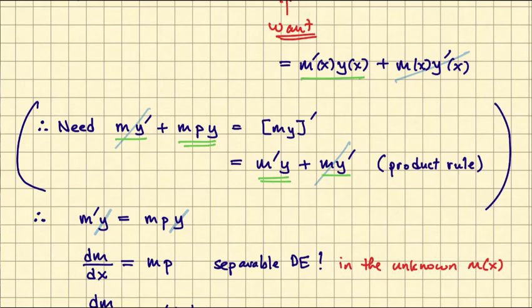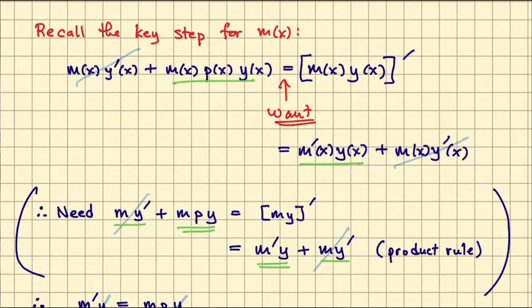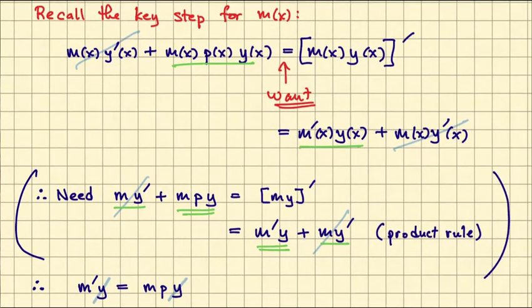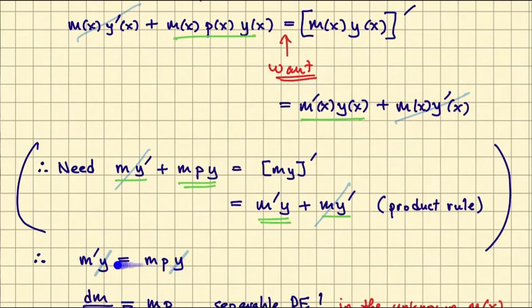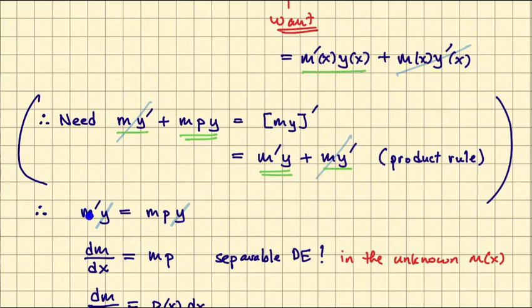Assuming y isn't 0, we could just cancel the y. And when we do that, here I just took the same equation and rewrote it without the of x's: m prime of x, y of x, I just wrote as m prime times y, etc. So this is just a shorthand way to write this. But if you're looking at this line, the blues cancel, the greens must be equal, and since y is not 0, we can cancel the y's, and that gives us this. And if you stare at that, this is just dm dx, because this is the derivative with respect to x, equals m times p.